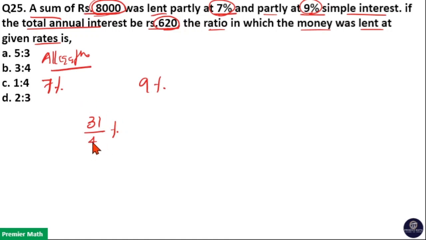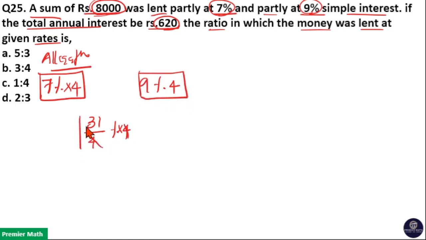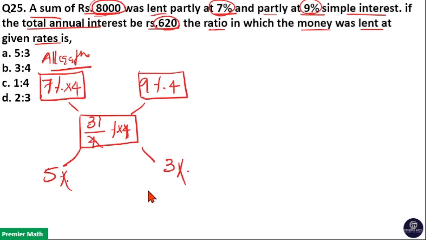Now to cancel this 4, I will multiply it with 4. Then I should multiply 7 and 9% with 4. Now this is 28%, this is 36%, and this is 31%. Now take the difference between the left-hand side and the middle, which is 31 minus 28, 3%. And if you take the difference between 31 and 36, 36 minus 31 is 5%. So 5% is to 3% means 5 is to 3 is your answer. So option A is your answer.